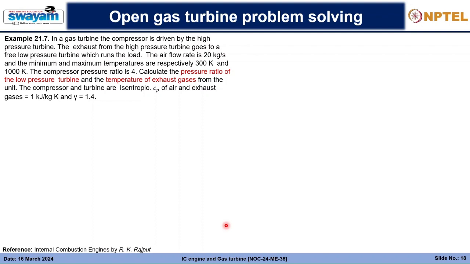Calculate the pressure ratio of the low pressure turbine and the temperature of the exhaust gases from the unit. The compressor and the turbine are isentropic. Cp of air and exhaust gases is 1 kilojoule per kg Kelvin, and gamma equals 1.4. So let us take a moment to sink into this question, and I will have the solution in 1 minute.